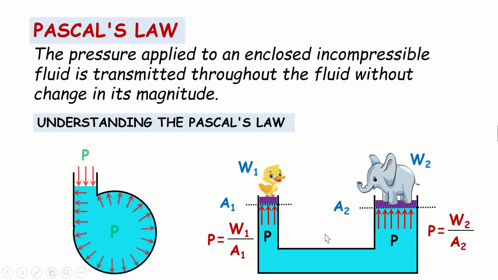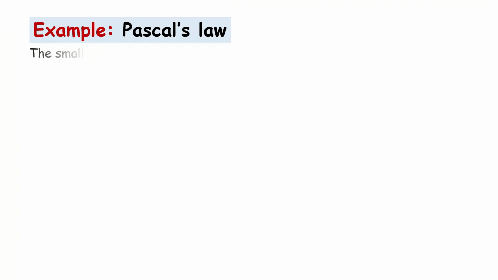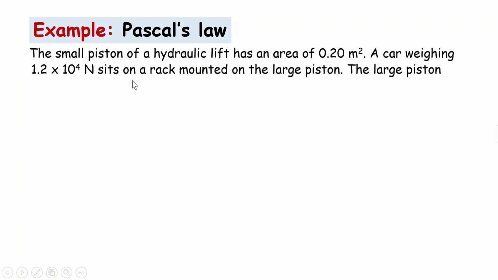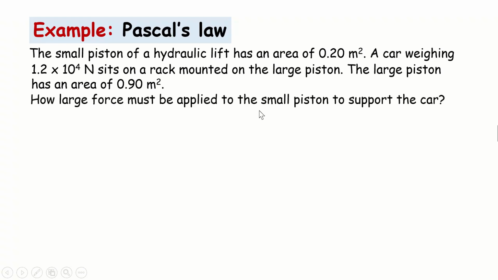So let's make our concept more clear with the help of a real life example. Here we have a small piston of a hydraulic lift which has an area of 0.2 meters squared. A car weighing 1.2 × 10^4 Newton sits on the rack mounted on the large piston. The large piston has an area of 0.90 meters squared. How large a force must be applied to the small piston to support the car? If you read this whole question, friends, there are basically two pistons.